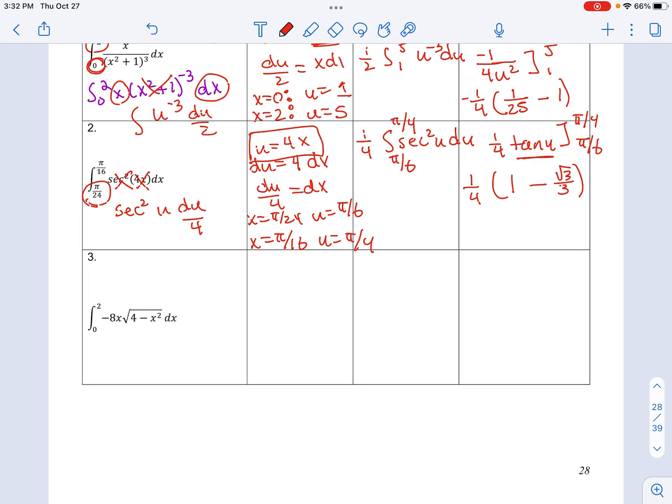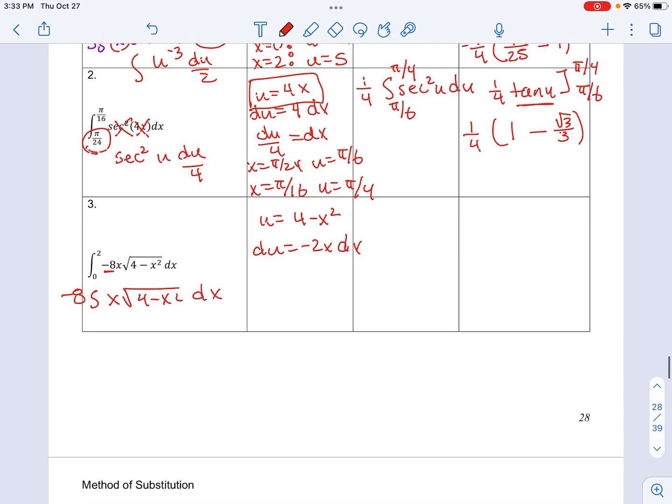Okay, last one. Your u is the inside function, which is 4 minus x squared. Your derivative is negative 2x times dx. When I do this problem, anytime there's numbers just being multiplied, I do like to just go ahead and pull that in the front and just think of it like this. So don't worry about that -8 for right now.